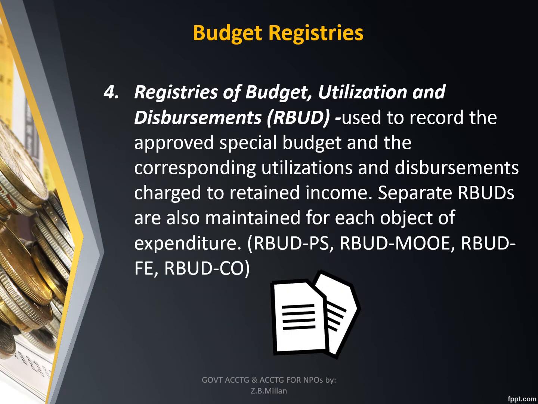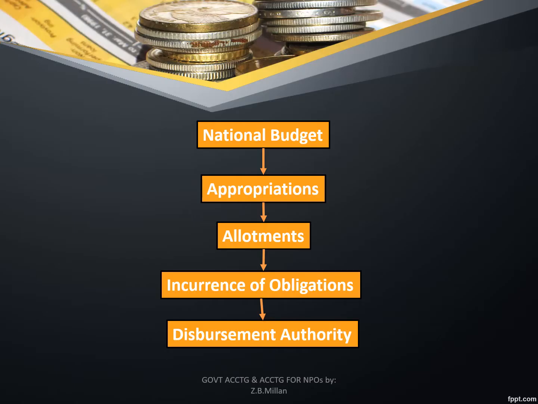Lastly, meron tayo nung registries of budget, utilization, and disbursement, which is used to record the approved special budget and the corresponding utilizations and disbursement charged to retained income. So, katulad ng RAOD, separate RBUDs shall also be maintained for each object of expenditure. So, meron tayong RBUD for PS, for MOOE, for FE, and for capital outlays.